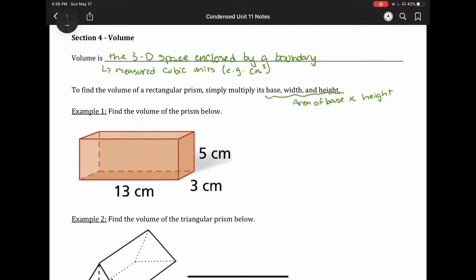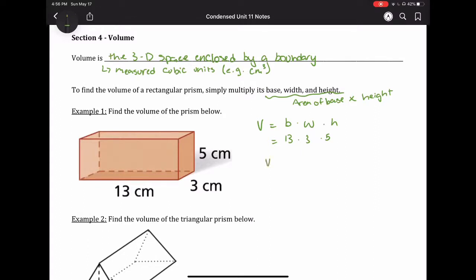So in example 1, we have 13, 3, and 5, all of our base, width, and height, all labeled. So let's go ahead and write this out. I have V for volume is equal to the base times the width times the height. Another way you could put that for the base is length. Length times width times height. It's the same thing. The length or the base of my prism is equal to 13. The width is equal to 3, and the height is equal to 5. When I multiply all those together, that gives me the volume.